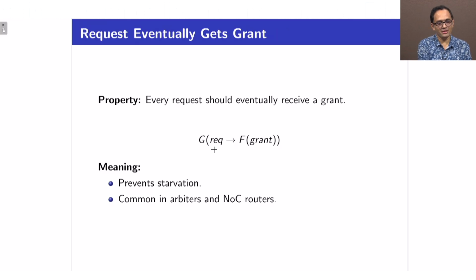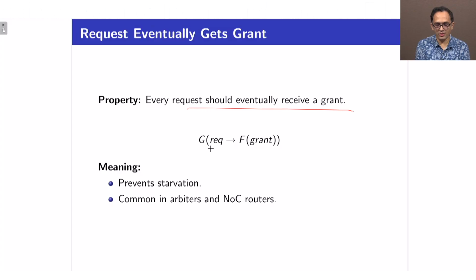Let's say I am saying if you request something, it will eventually be granted. You think about you are requesting some resource, it has to eventually get granted. So it means if you are requesting, in future a grant would come, and this is globally true. Okay, makes sense? And this is something common in arbiter and NOC router, this kind of property.